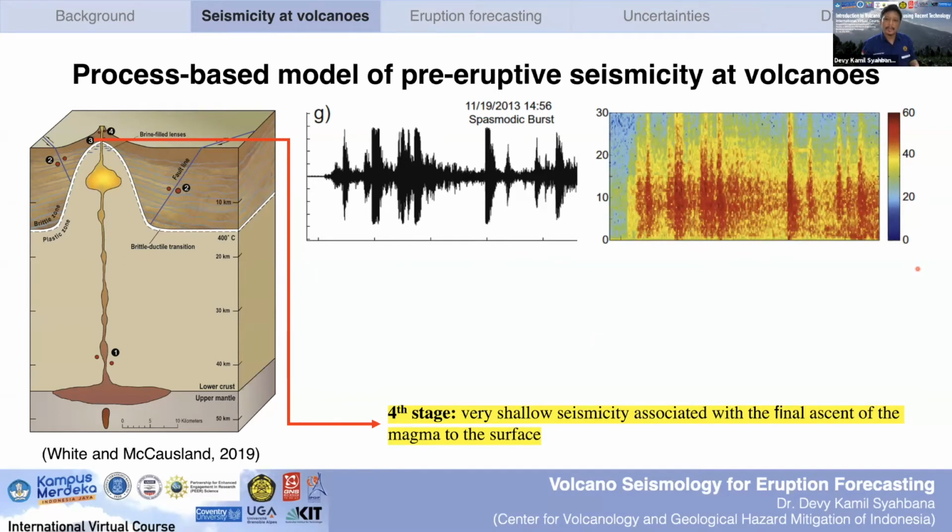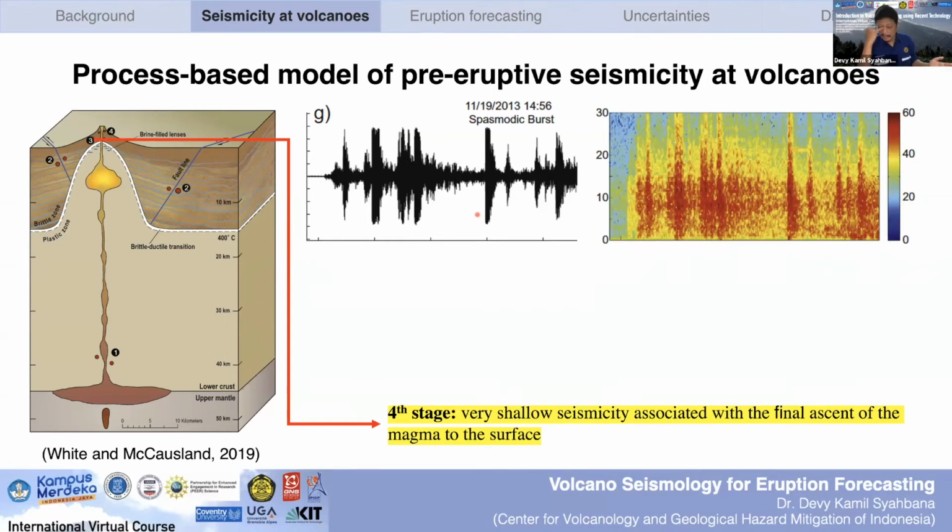Because for the harmonic tremor, it's like compilations or a burst of low frequency events. But in spasmodic tremor, it's a burst of VT events. So it's a burst of VT events, but they are all the same tremor.